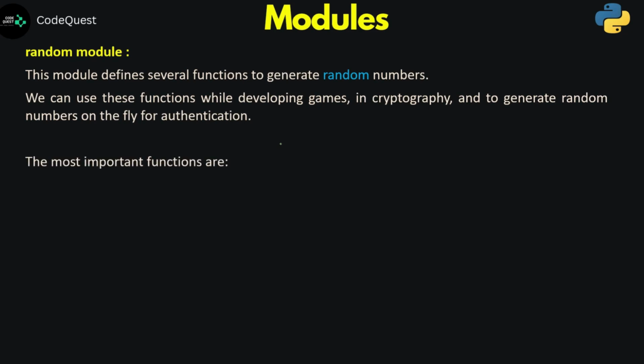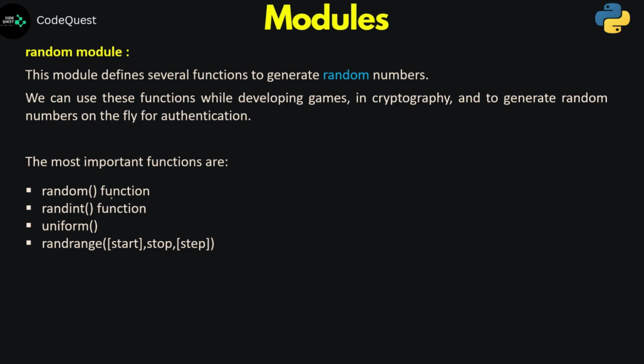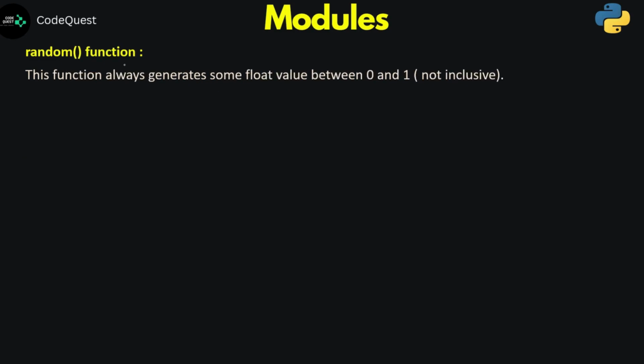Now, there are a lot of functions we have. The most important functions are these four: random function, randint function, uniform function, and randrange function. The random function always generates float values between 0 and 1, and this 1 is not inclusive. It is not going to generate 1 at any point of time, but all the float values between 0 and 1.